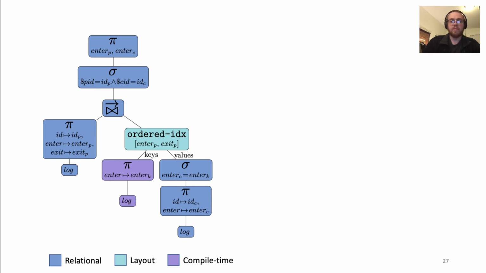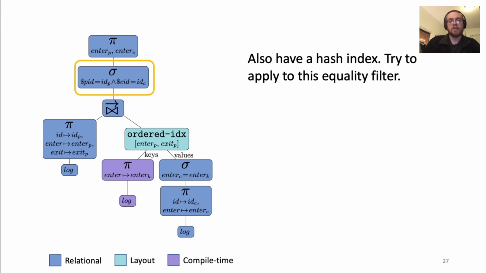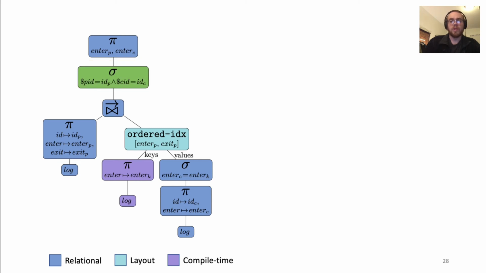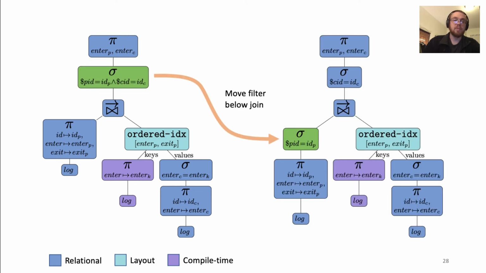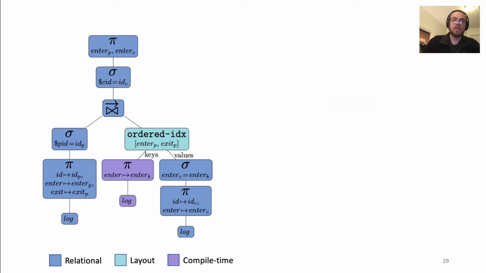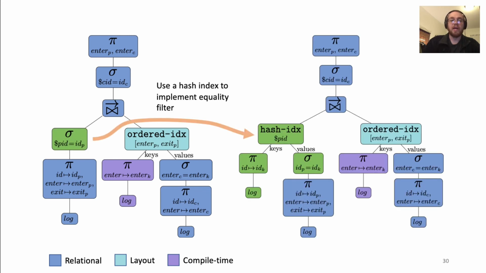Our next step is to use a hash index to improve the performance of this equality filter. To do this, we'll take the filter and split it apart, pushing part of it below the join. We'd like to do this because filtering earlier, before performing the join, will be more efficient. We can use a rule that is similar to the ordered index replacement rule to replace this equality filter with a lookup into a hash index.